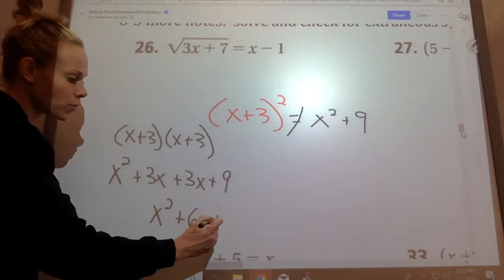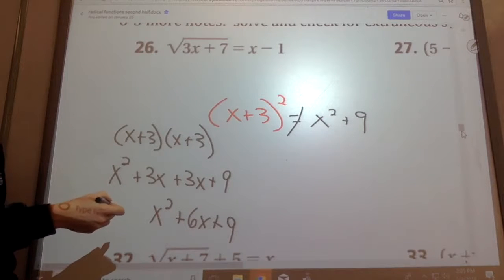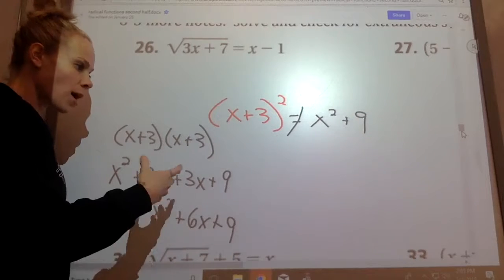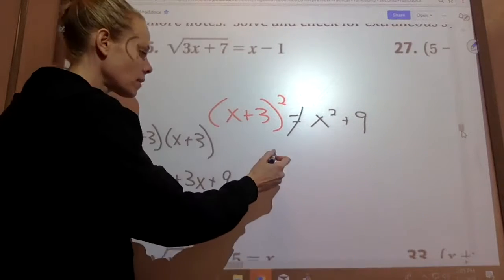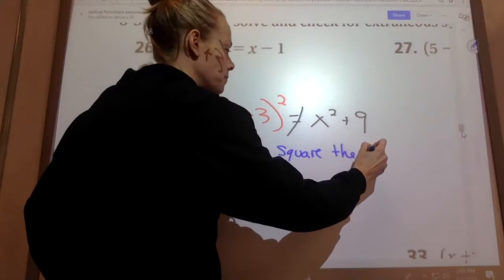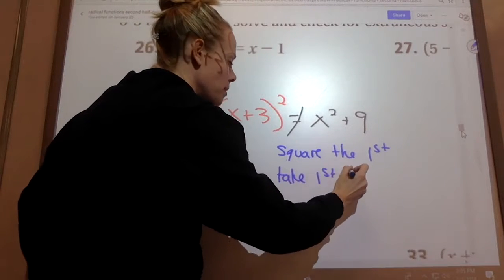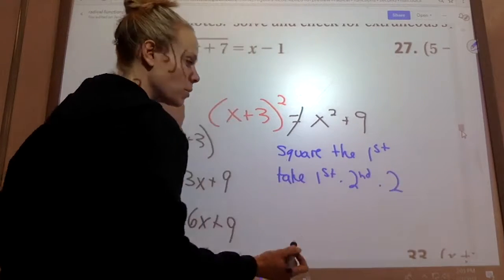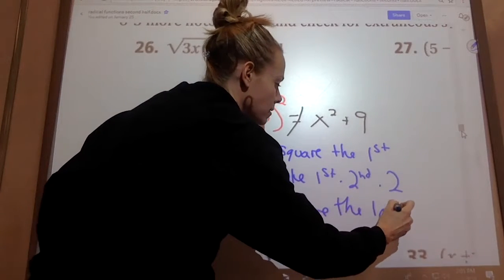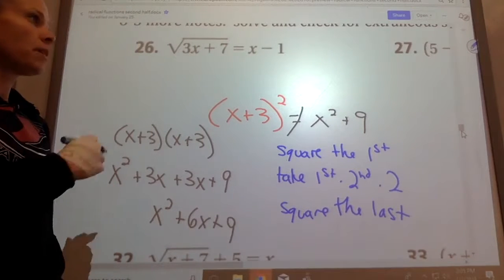Okay, but I wanted to show you a shortcut of this, since we're going to be doing this a lot today and it takes time. When you are doing a binomial squared, there's a saying, kind of a rhyme, that makes it go faster. And you do this. You square the first, take the first times the second times 2, square the last. That's the saying. You'll use this a lot in this section.